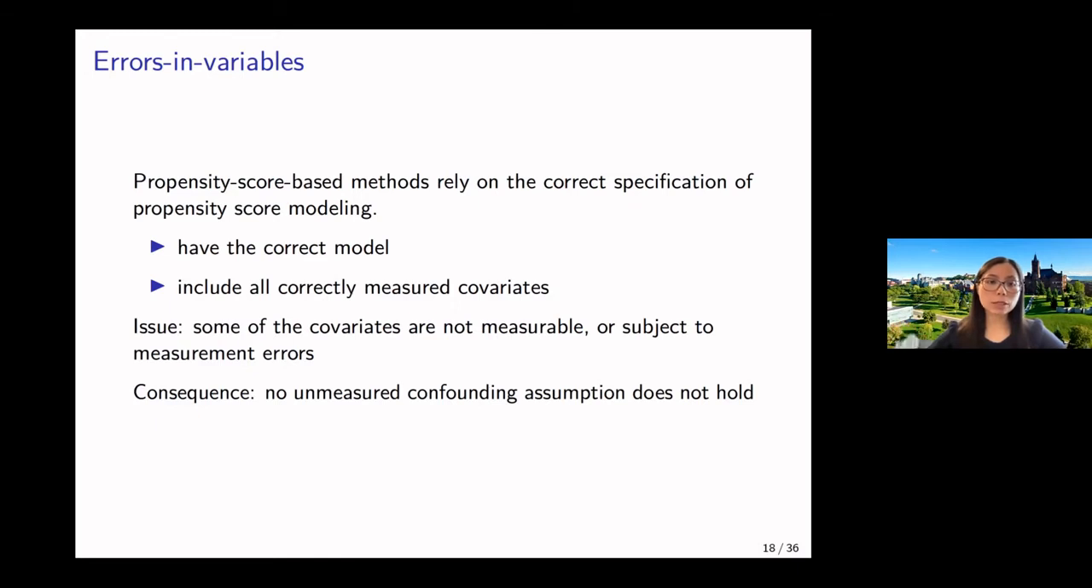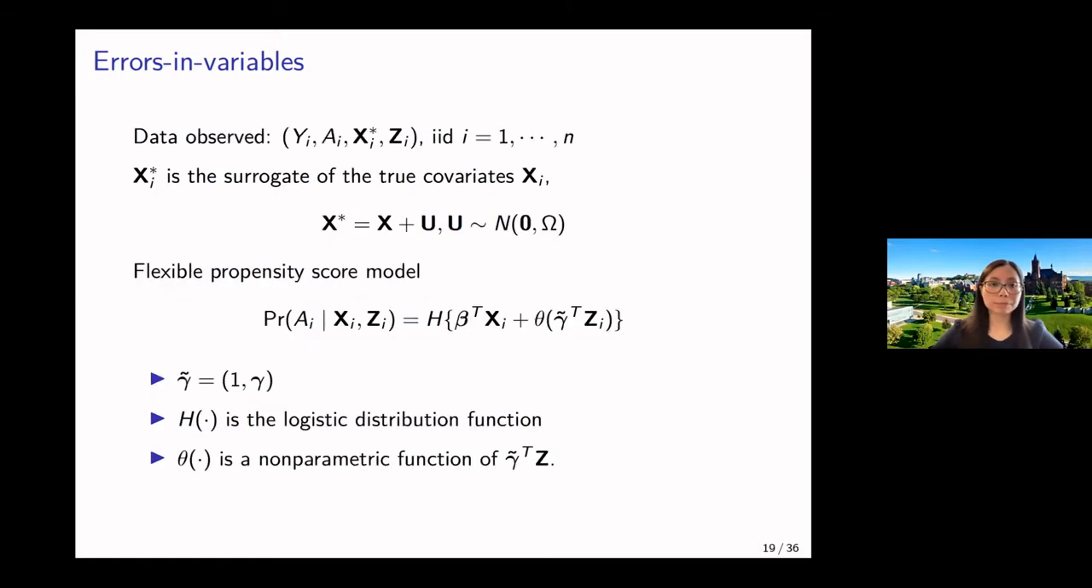So in the first part of the talk, I focused on the correctly specified model. Now, in the second part, I want to address the issue that some of the covariates are not able to be measured, or they can be measured subject to some error. So the consequence of not being able to observe all the variables is that the no unmeasured confounding assumption does not hold. So this will break down the entire theory of the potential outcome framework.